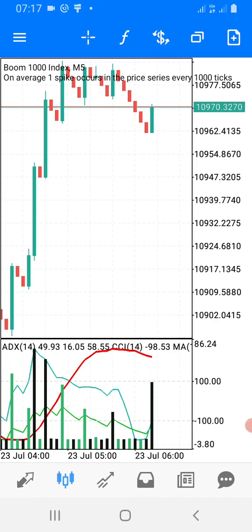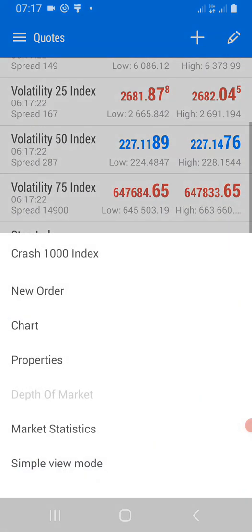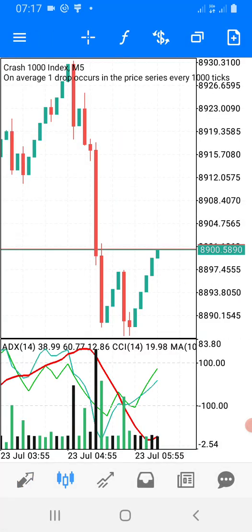You can catch as many spikes as you wish in a day. Guys, I make $200 daily from Crash and Boom only. Trading Crash and Boom, I make $200 daily.